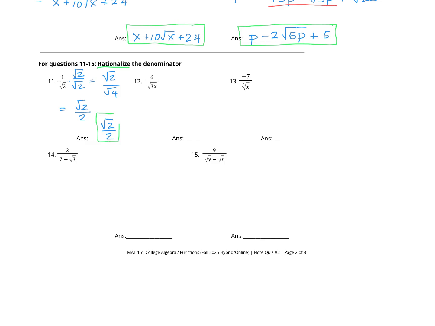Be careful not to cancel out those 2's. You can never cancel numbers inside of radicals with those outside of radicals.